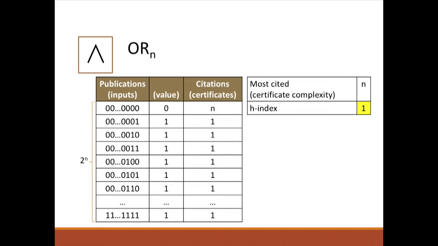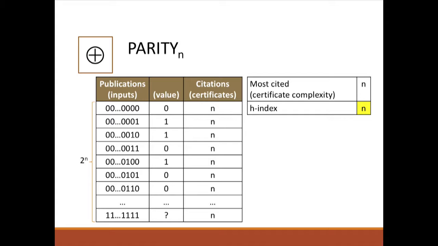So the h-index for OR is 1. OK, but what about for parity? So this is the Google Scholar page for parity. Again, the same number of publications, 2 to the n. It's always 2 to the n. But now, the certificate complexity is n for every input. So for every input, I need to show you all the bits before you're convinced of its parity. OK, so this is just n everywhere, and the h-index will be n. Right? There's 2 to the n publications with n citations each.